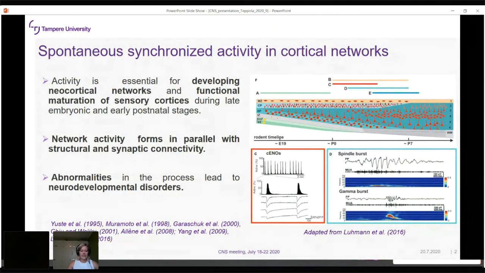Spontaneous synchronous activity is described as a hallmark of developing neocortical networks and functional maturation of sensory cortices during the late embryonic and early postnatal stages. This activity is thought to prime the network for incoming sensory information, and it is known that the network activity forms in parallel with structural and synaptic connectivity, and that abnormalities in the process lead to neurodevelopmental disorders.